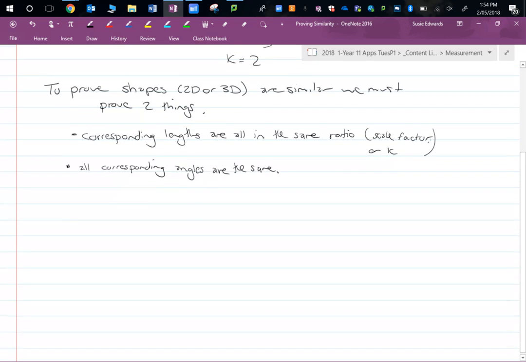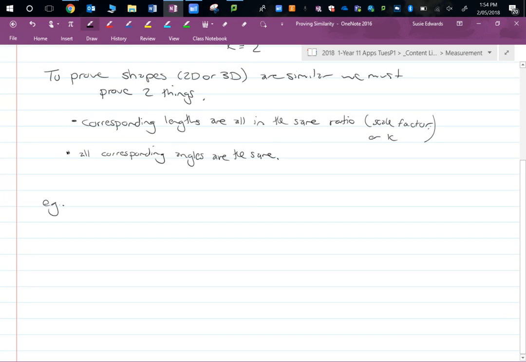Okay, so for example, prove the following are similar. Now, it's not good enough just to say, yes, they are similar. You have to prove it.